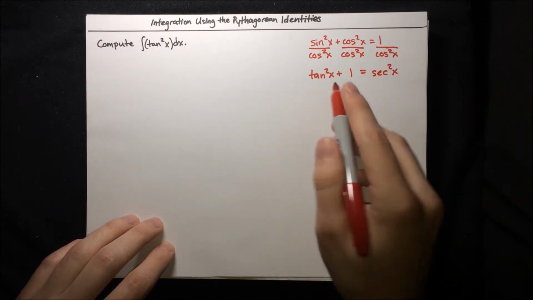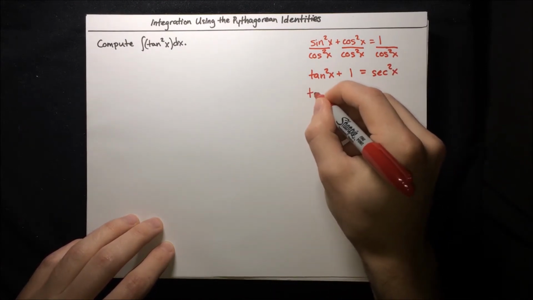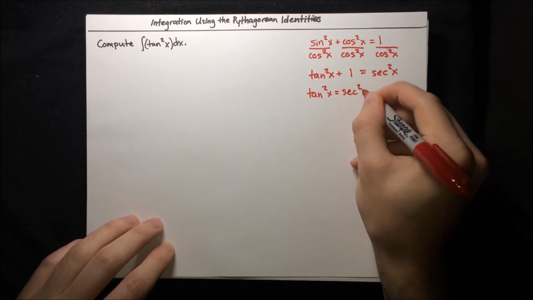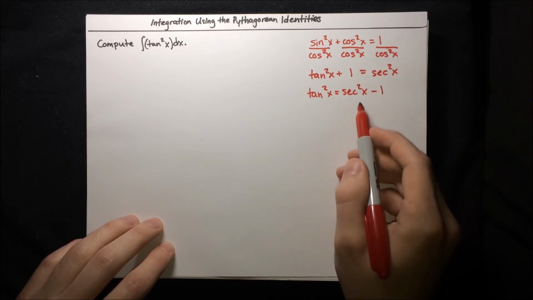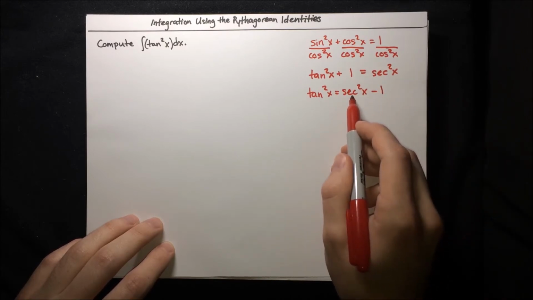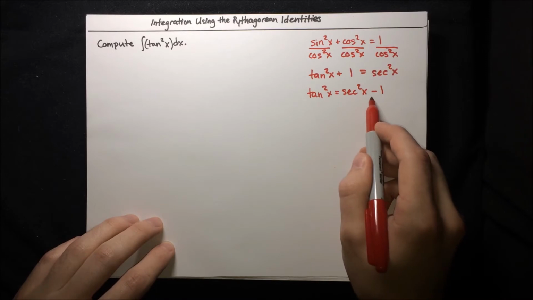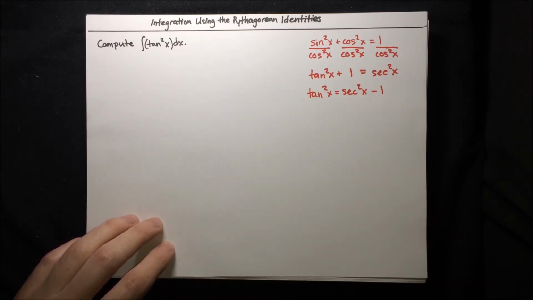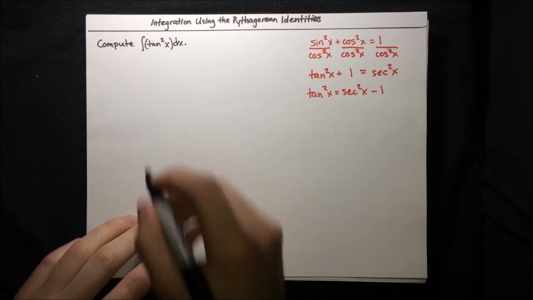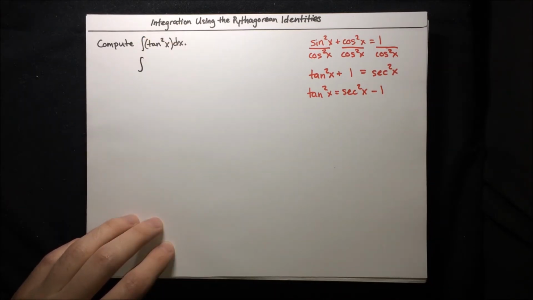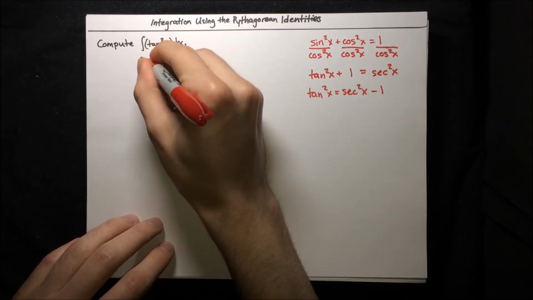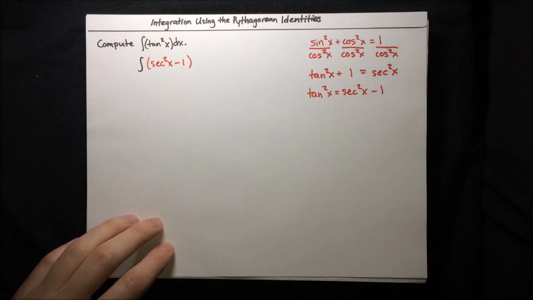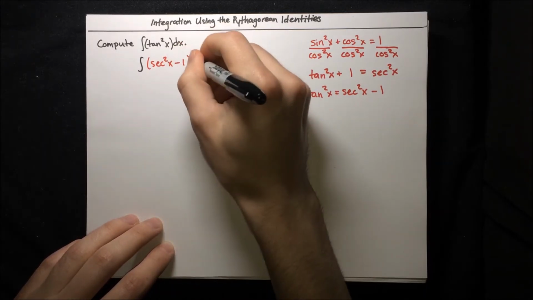So now we can solve for tangent squared by subtracting 1 and just say tangent squared is equal to secant squared minus 1. Okay, and this is good because we know how to integrate secant squared and we know how to integrate minus 1. So let's go ahead and substitute that back into the integral and then get on with our integration. So we've got the integral, instead of tangent squared, we're going to write secant squared x minus 1, an equivalent expression, but easier to integrate.